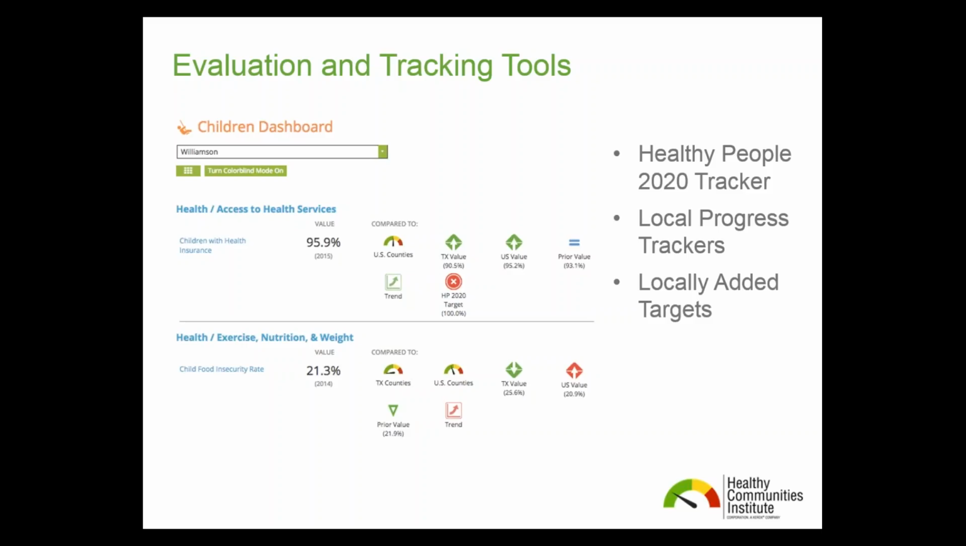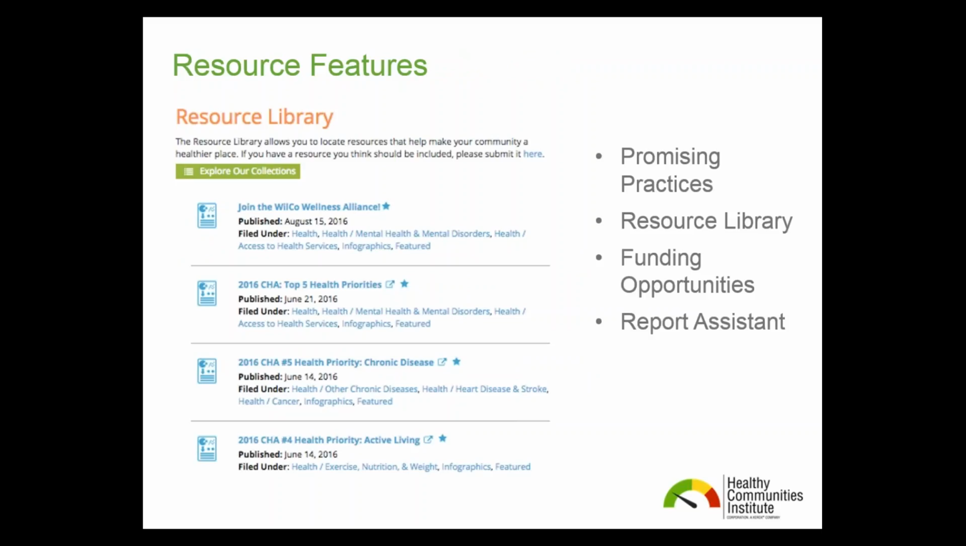We also have the ability to add locally added targets. You can add local targets to HCI maintained and locally maintained indicators using the self-service tool. Other resources on the site include a Promising Practices Library. This is a database of 2,200 health and quality of life programs and policies from across the country classified by effectiveness.